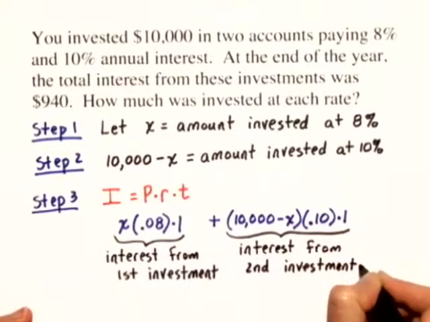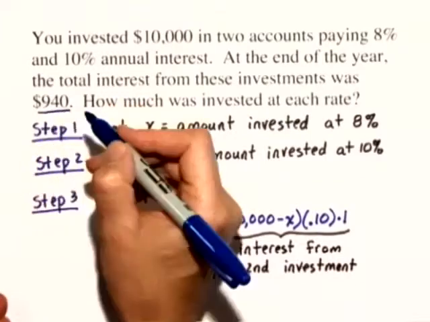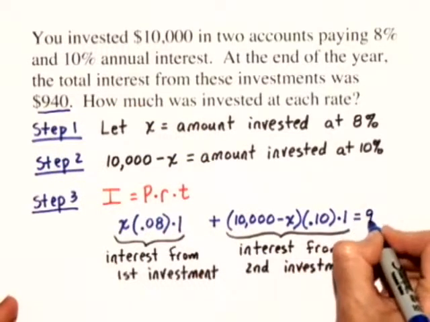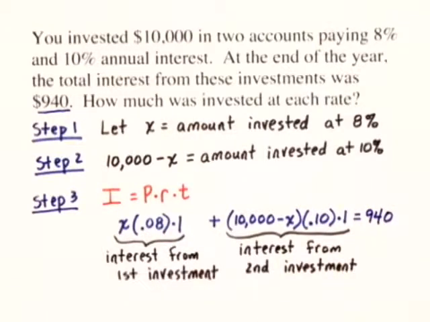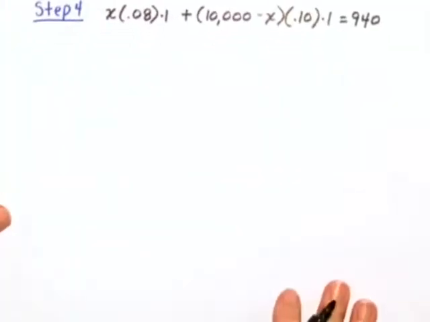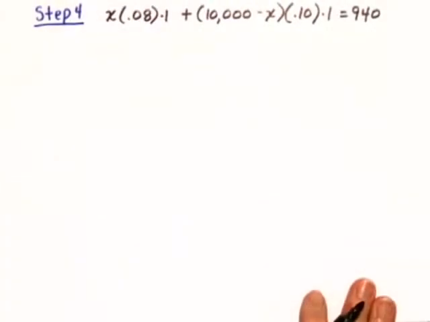And we're told in the original problem that the total interest from these two investments was $940. So if we add them up, it should equal $940. Now, this equation that I have written in blue is the equation that we'll solve in step 4.